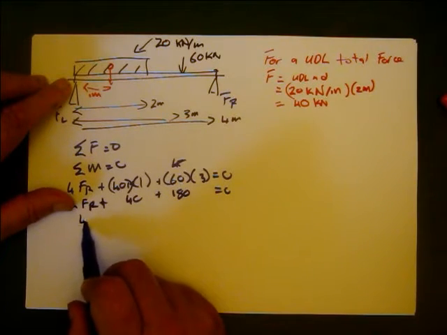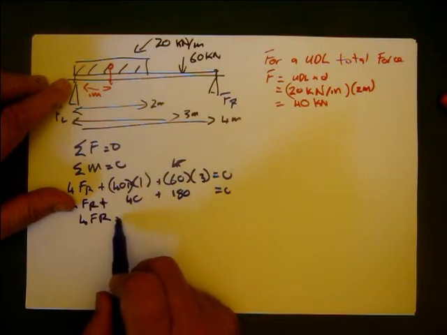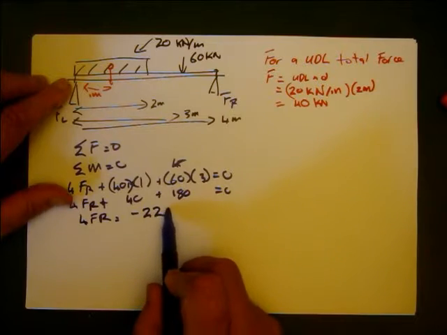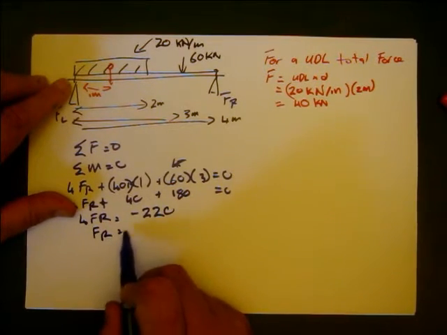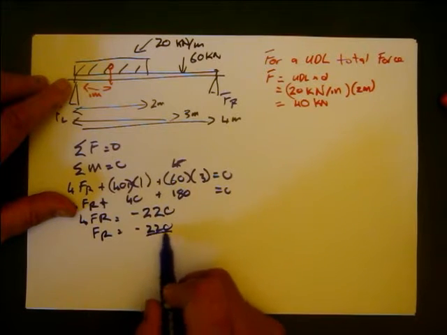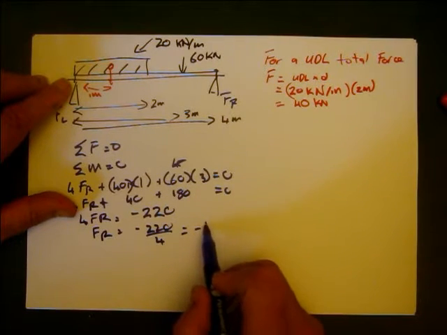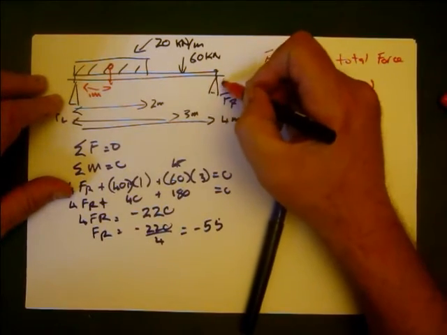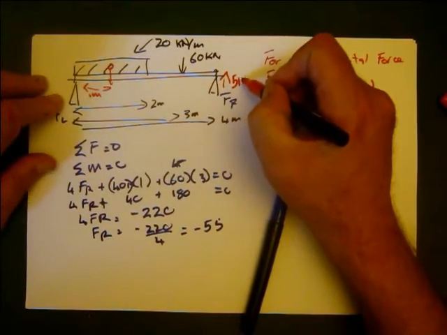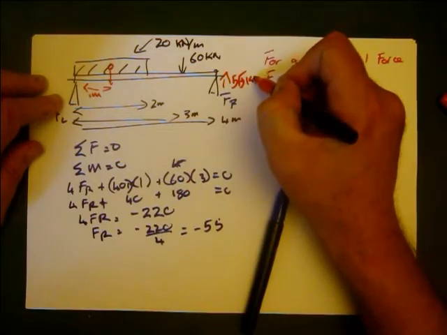So 4 times force right equals negative 220. That's just these two added together and shifted across. So force right equals negative 220 over 4, which equals negative 55. What that says is that this force is 55 kilonewtons acting up.